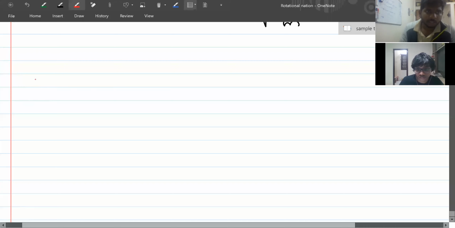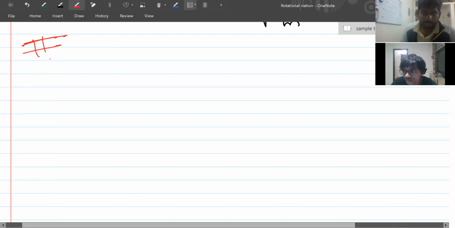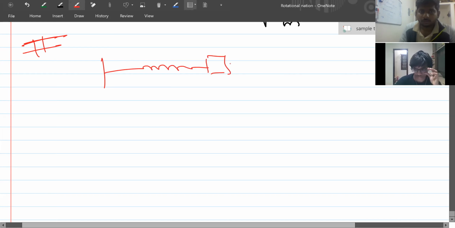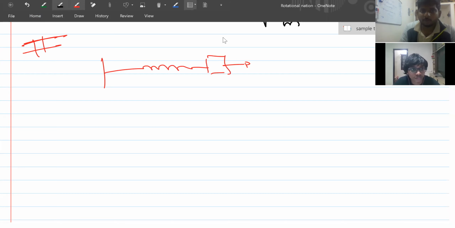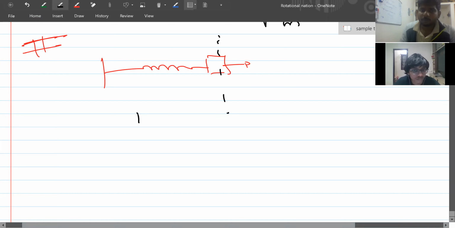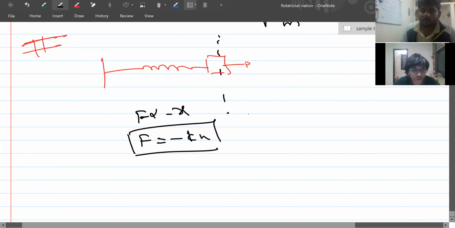Here, first thing you need to understand about the continuation topic: free oscillations, damped oscillations, forced oscillations, and resonance. Free oscillations means, suppose you take a block, displace it and leave it, it will execute simple harmonic motion about the mean position. The force is proportional to x, that force is equal to minus kx. It will execute oscillations about the mean position. So this is free oscillation.